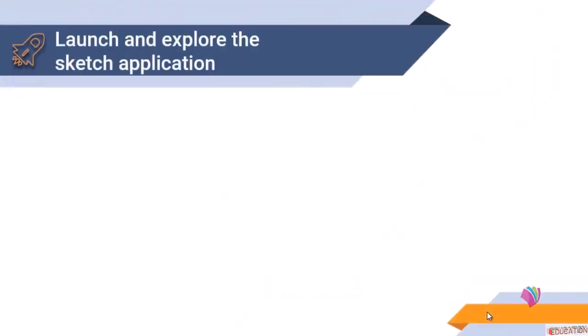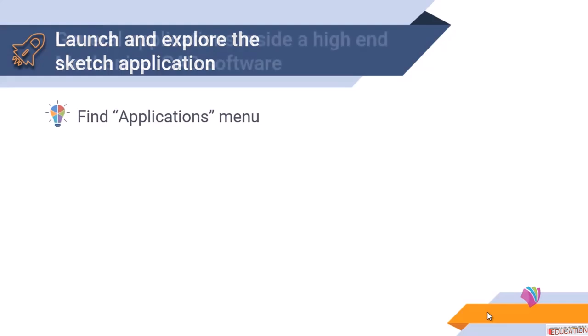Now that we have created a new file by following the steps in the last lecture, in this lecture, we are going to see how to launch and explore the sketch application in the new file. For that, we are going to follow some steps. The first step is to find the applications menu. The applications menu contains the applications that are present in the software.